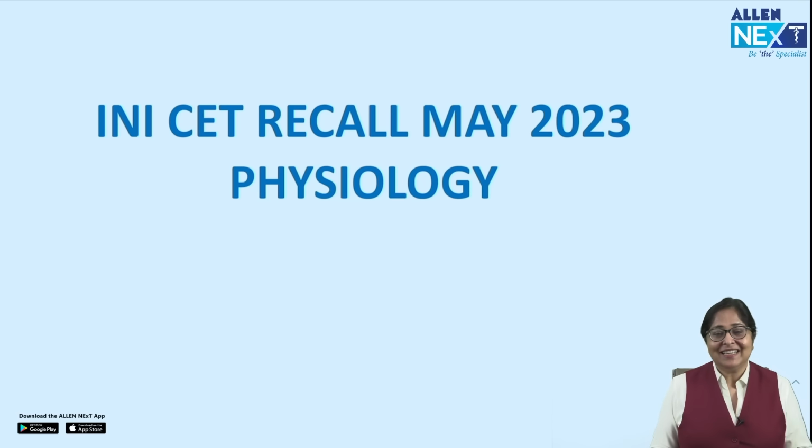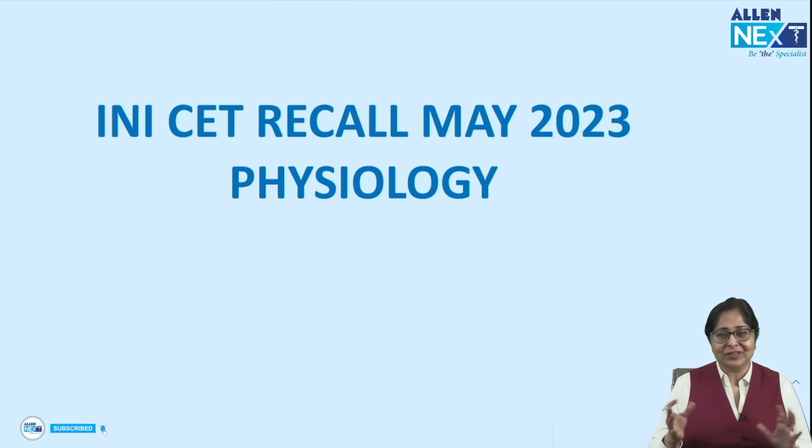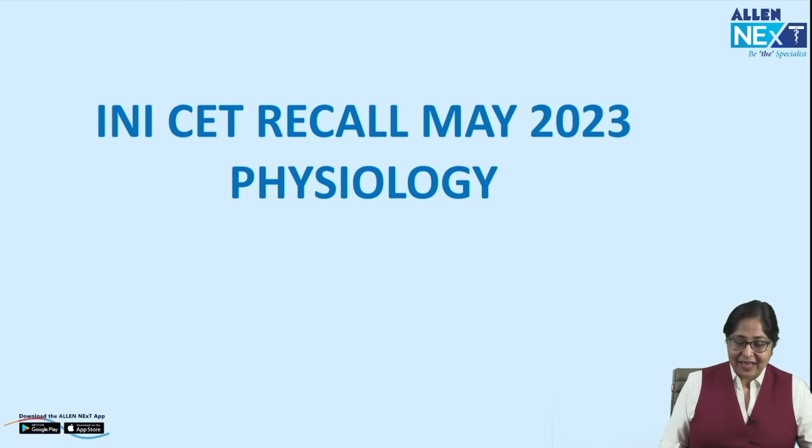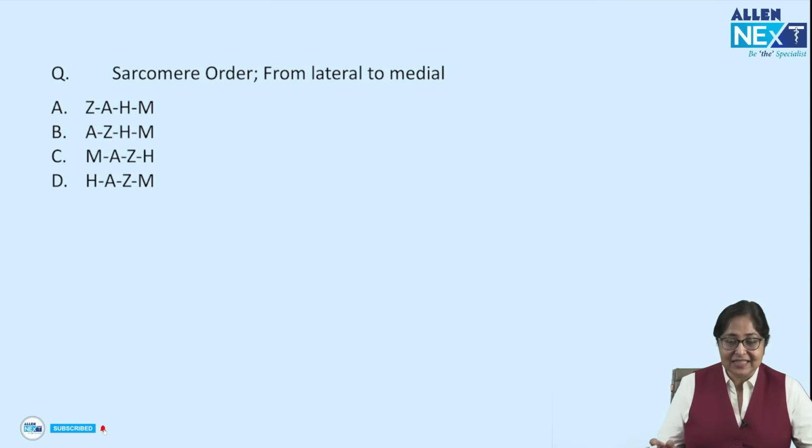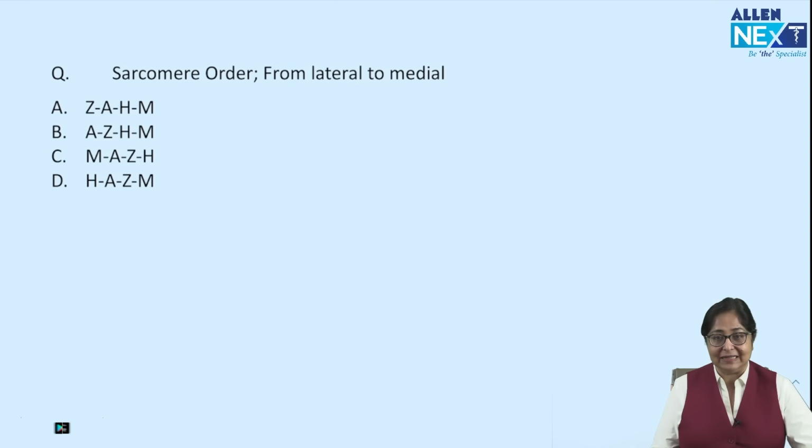Mixed bag today, as expected, right? Students, the feedback that I've got from students is moderately tough. So let's have a look at the questions. Let's see the first question. It says, in a sarcomere, what is the order of these different bands and lines from lateral to medial?